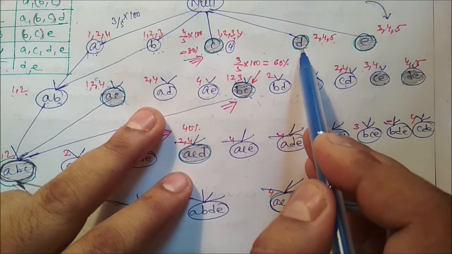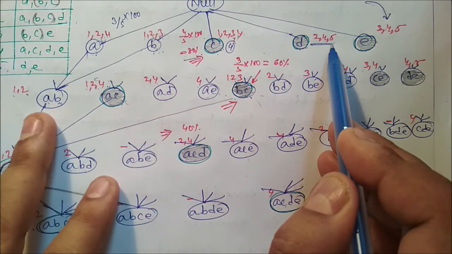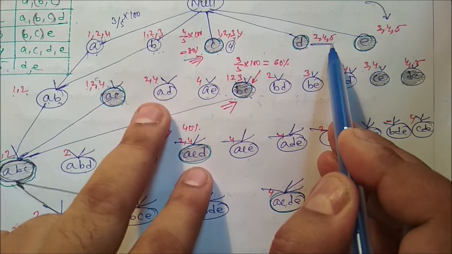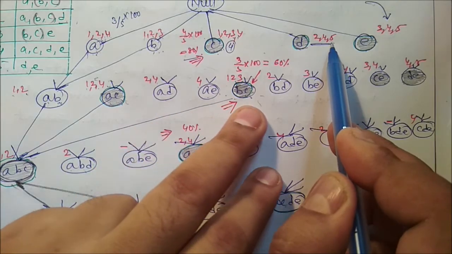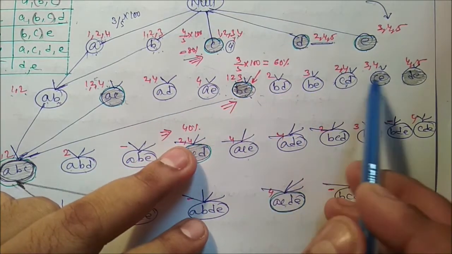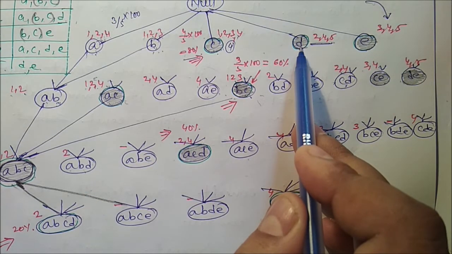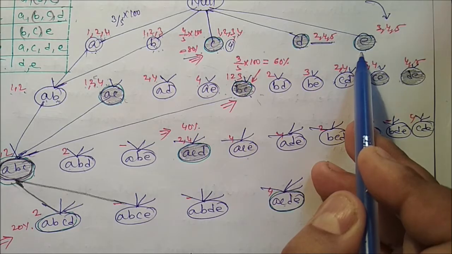Similarly, you can say D. In D, the count is 3. Now, the supersets of D are what? AD, it is 2. Next, BD, 2. Next, CD, 2. That means D is a closed item set. Similarly, E is also a closed item set.